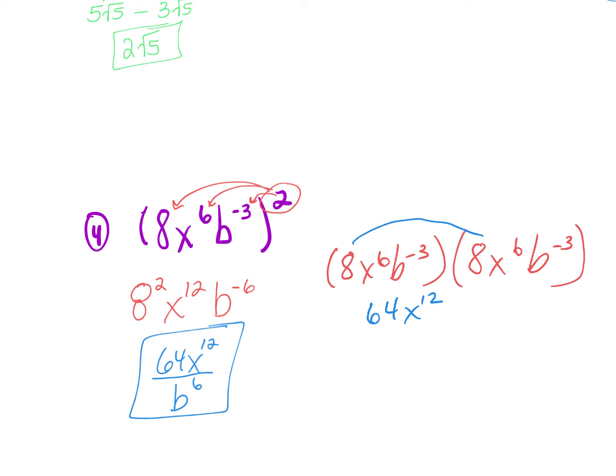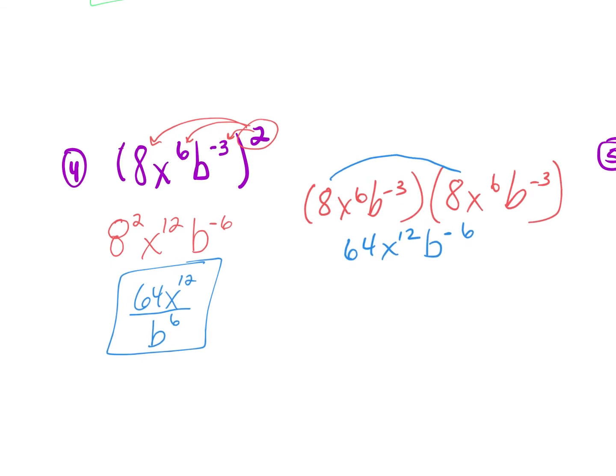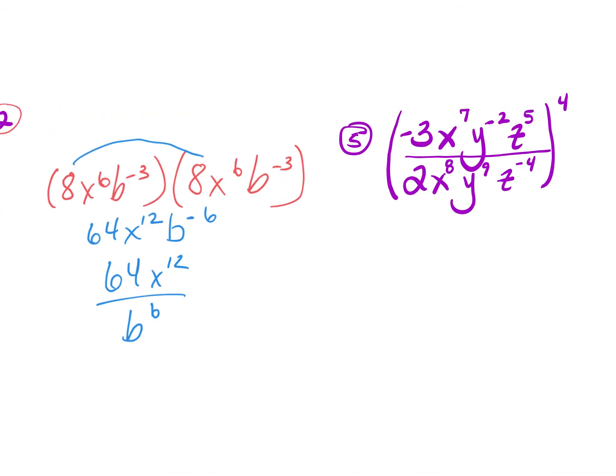So b, the base is the same. So what do I do to my exponents? Add them, I get b to the -6. And then what would I have to do with that b to the -6? I've got to put it on the bottom to make it positive. So you could do it that way too. That's the same thing. Exact same thing. Look at this one.